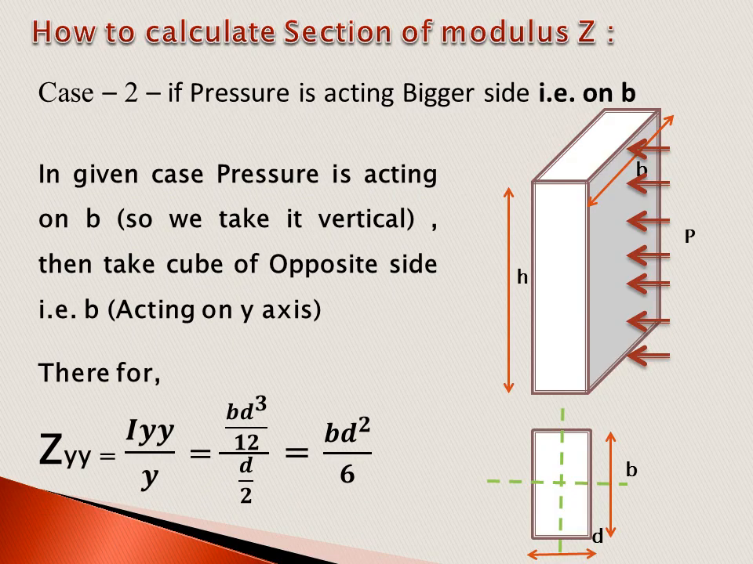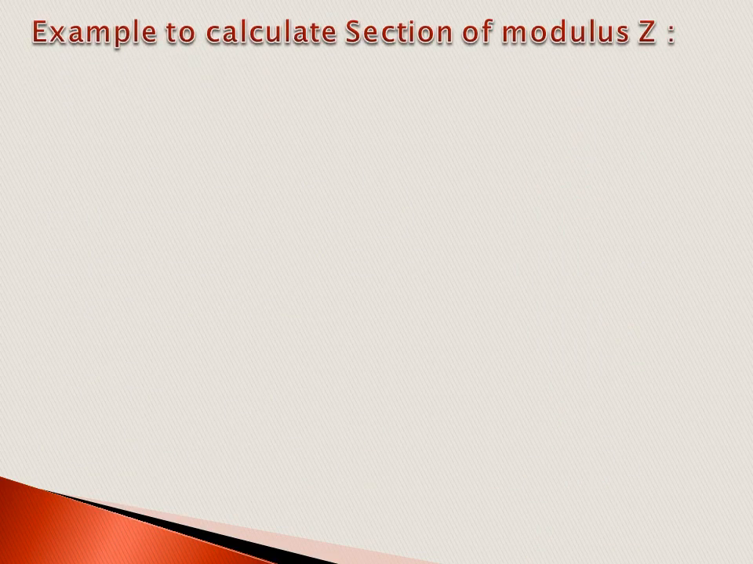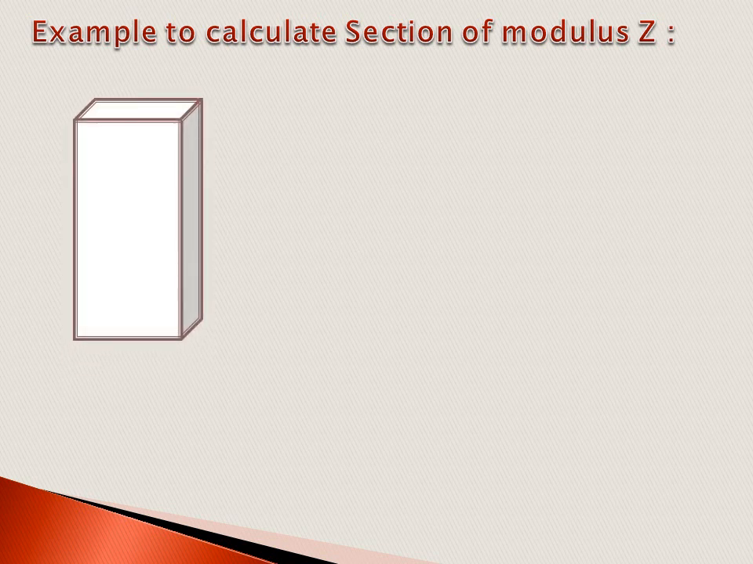Therefore, ZYY is equal to BD square by 6. In the first case, we square or cube the width of the wall. In this case, we square or cube the depth of the wall. Example to calculate the section modulus. Let's see how in an example we calculate the section modulus.